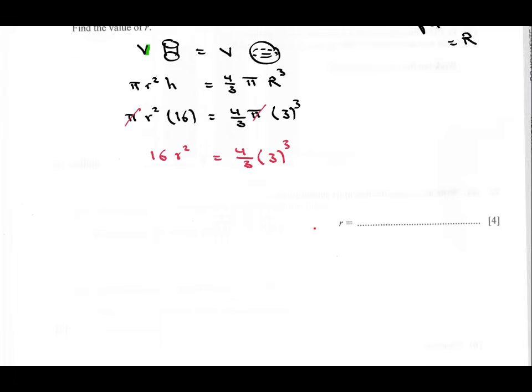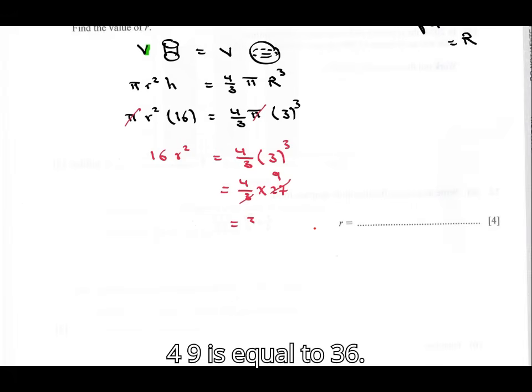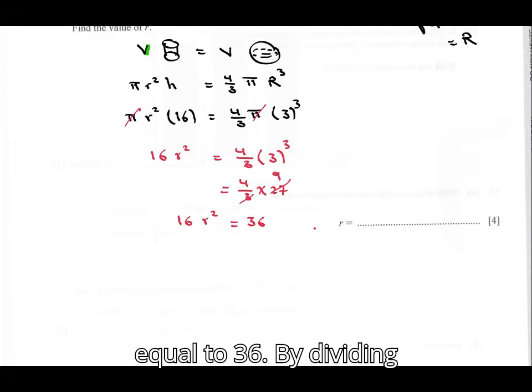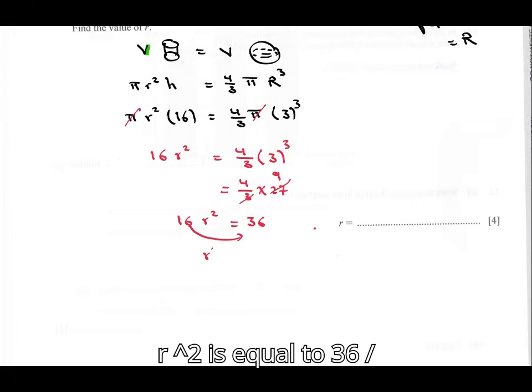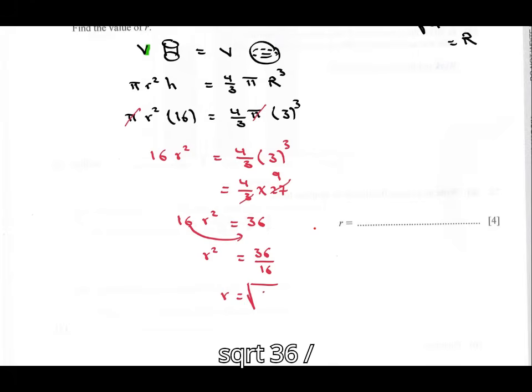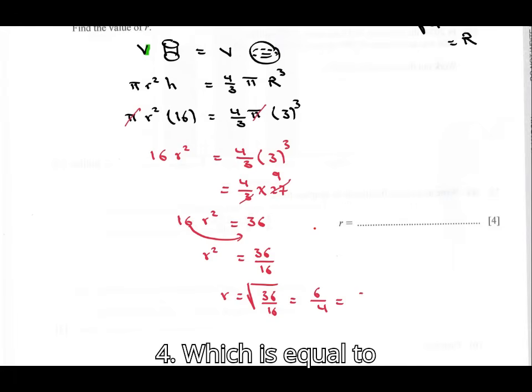3 times 3 is equal to 27. 4 over 3 times 27. 27 divided by 3 is equal to 9. 4 times 9 is equal to 36. So 16 r squared is equal to 36. By dividing, r squared is equal to 36 over 16. R is equal to square root 36 over 16, which is equal to 6 over 4, which is equal to 3 over 2 in its simplest form.